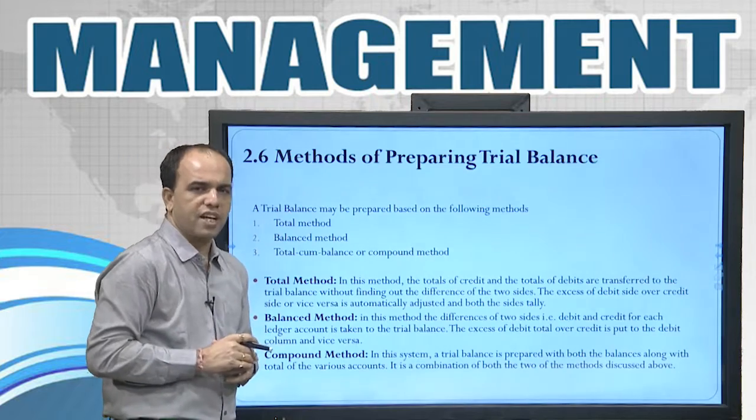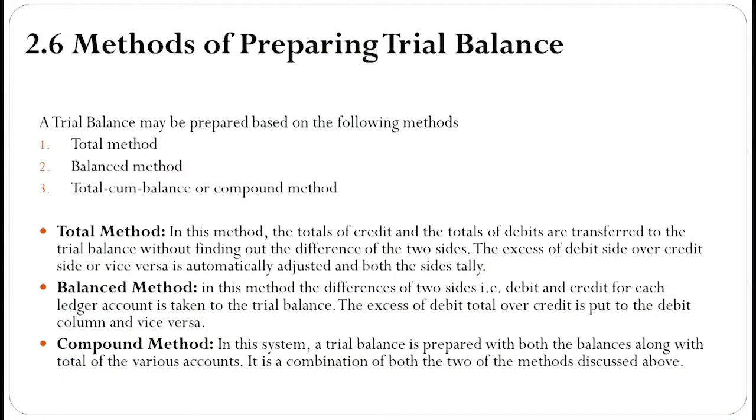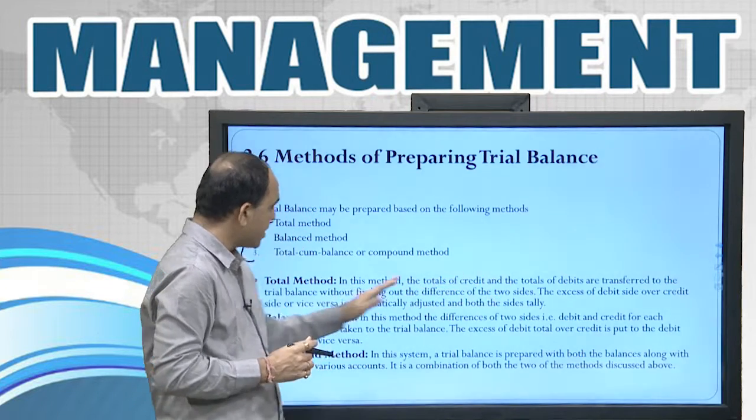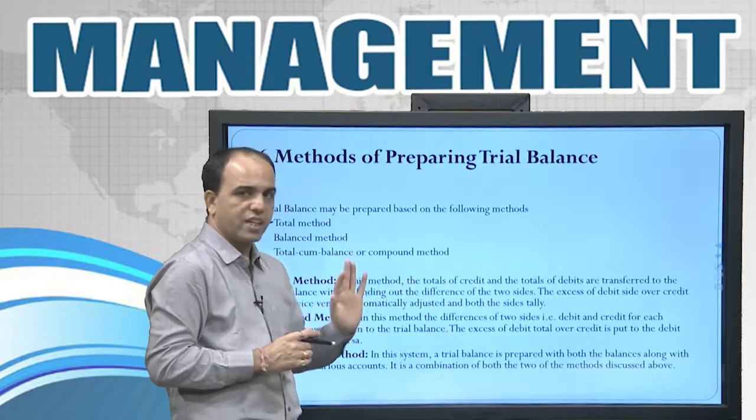Methods of preparing trial balance. Friends, this is very simple and very easy. Mainly three methods are there. A trial balance may be prepared based on the following methods. Now, which are the methods? One is the total method. Friends, in the total method, the totals of credits and the totals of debits are transferred to the trial balance without finding out the difference of the two sides, right.